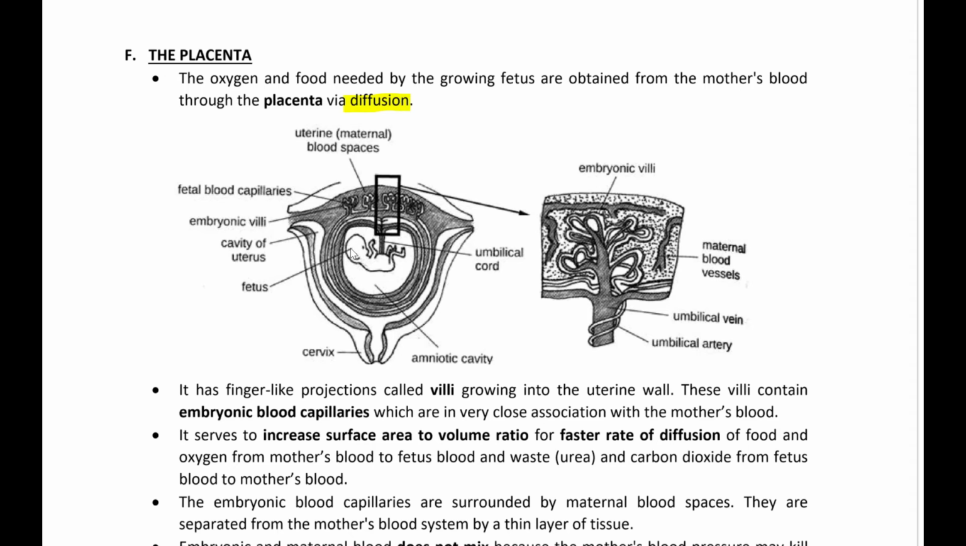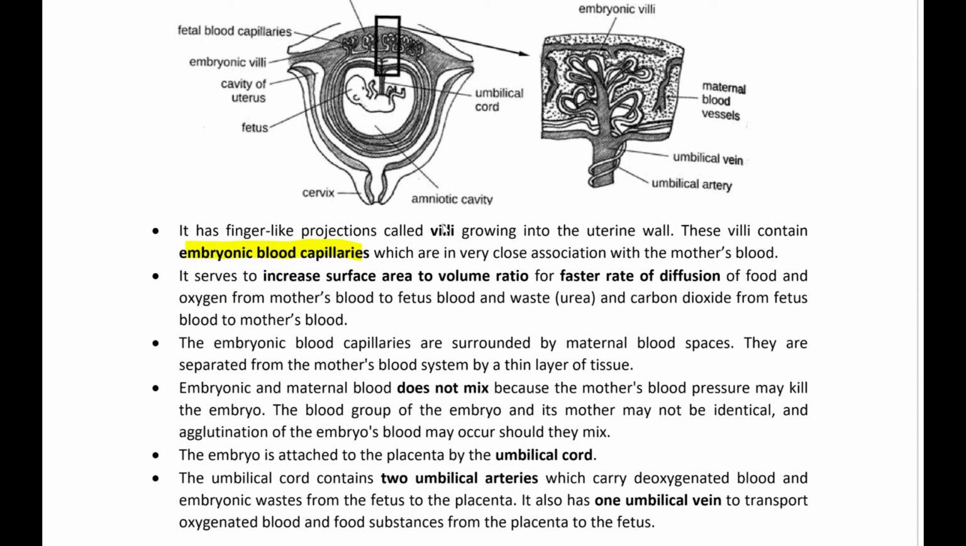At this junction, you have finger-like projections, which are the embryonic blood capillaries. These embryonic blood capillaries increase the surface area. You want to carry food and oxygen from the mother into the fetus, and of course waste products from the fetus out to the mother. The embryonic or fetal blood capillaries are surrounded by the maternal spaces but they are kept separated. The separation is very necessary because of two reasons.